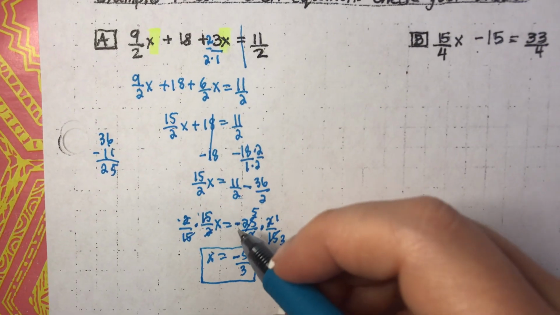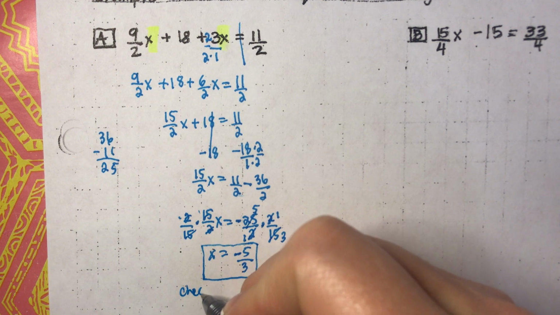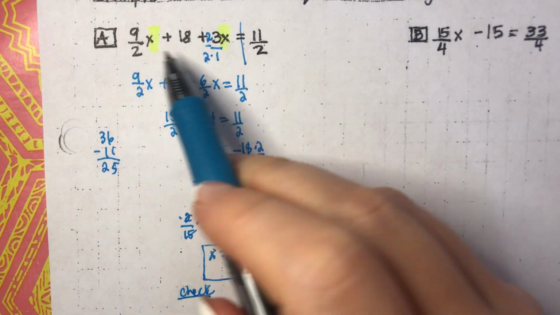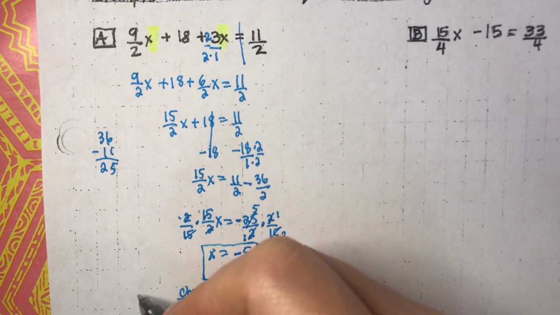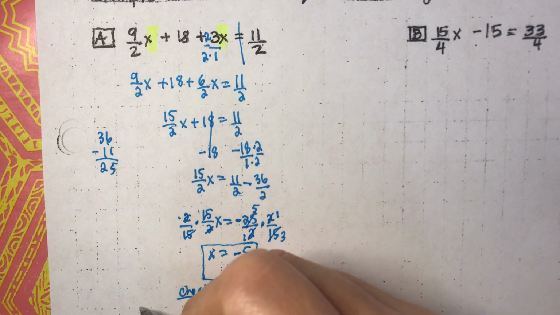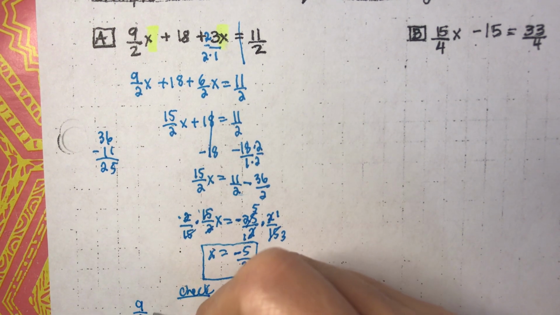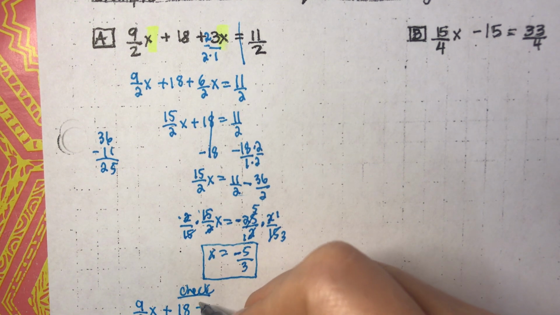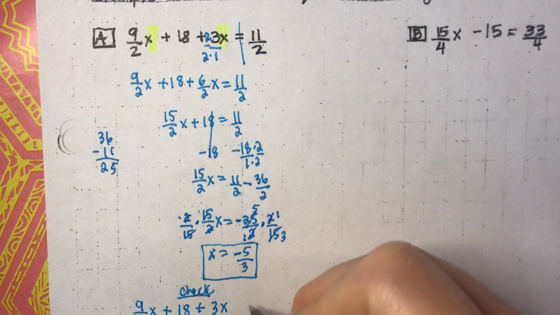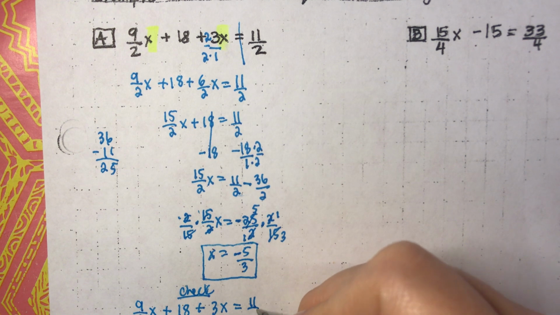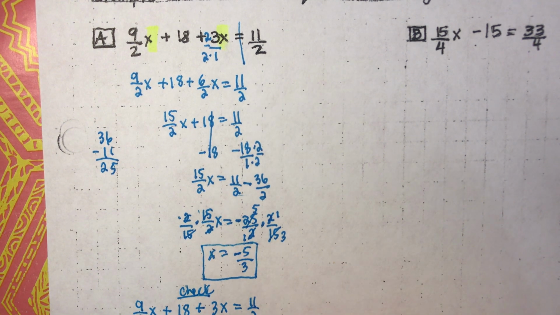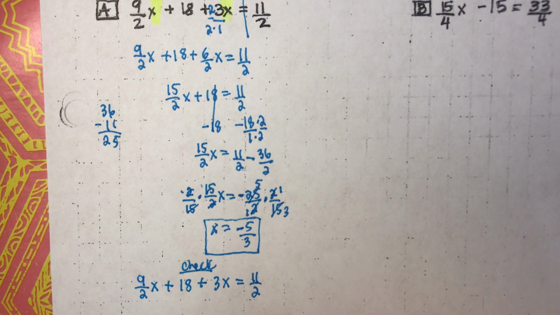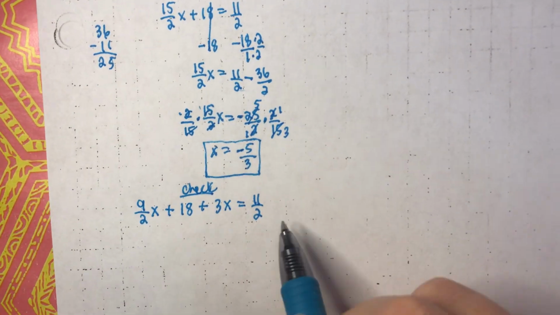So now we're going to check our answer. So I'm going to write the word check. And then I'm going to write that original equation. So 9 over 2 x plus 18 plus 3x equals 11 over 2. And just double check to make sure I wrote everything correctly. Oh, you couldn't see. Yep. Okay. So we have that original equation.